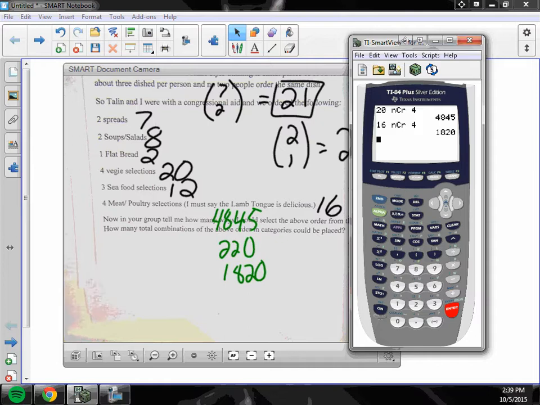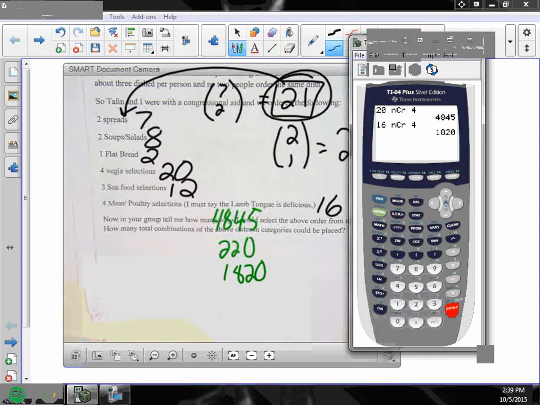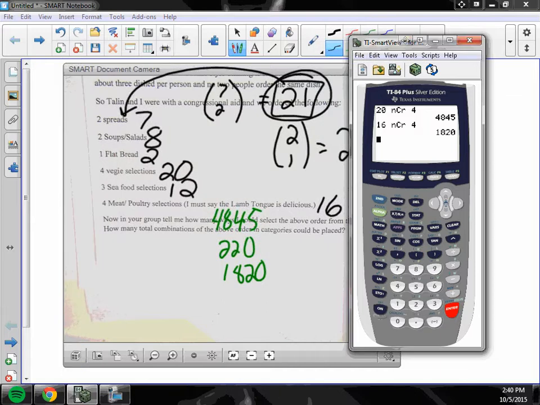That's a really good way to explain it. So 21, this tells me how many different ways I can order that. What if I keep my spreads the same and I change the flatbread? Is that going to double my number of possibilities?